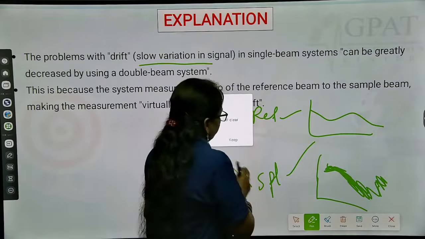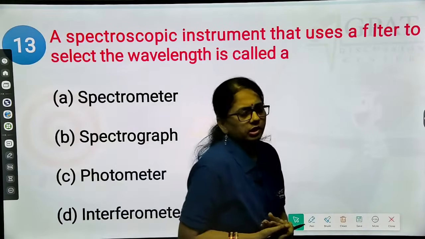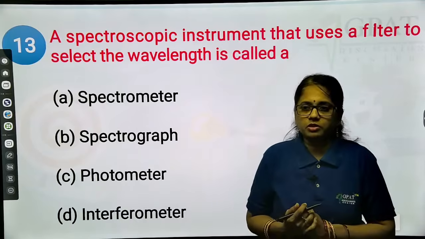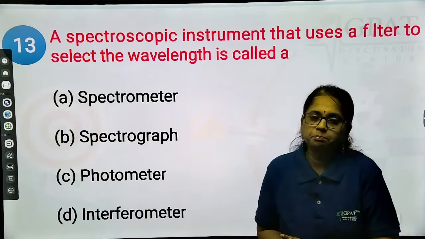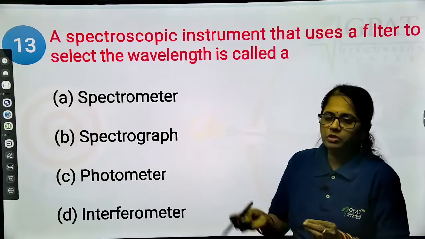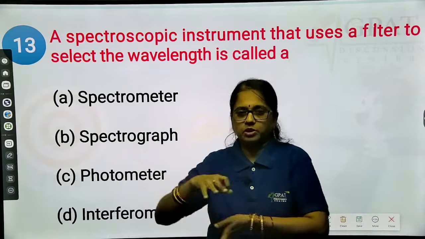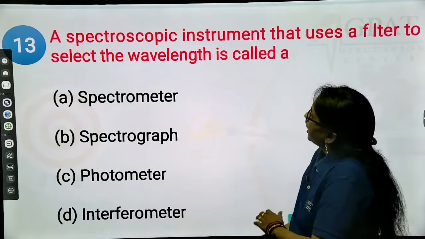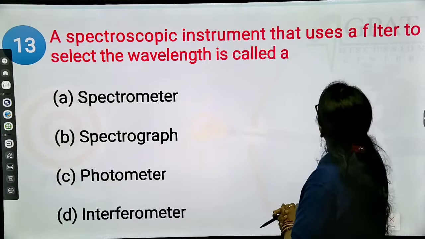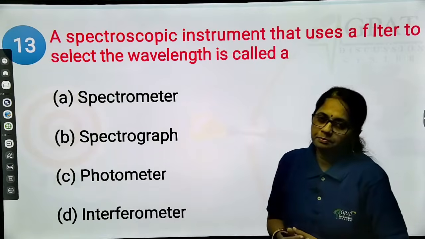So, drift is going to be minimized, and there are some other advantages. With double beam spectrophotometers, we can analyze both reference and sample at a time. But with single beam, you need to put the reference first, then take it out and then put the sample. That is not going to happen in this case. Next, a spectroscopic instrument that uses a filter to select the wavelength is called filters.